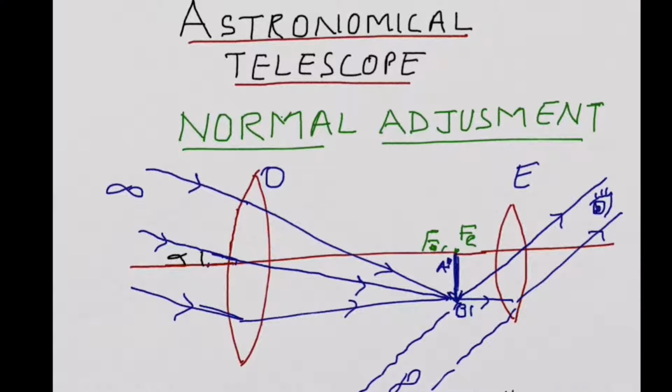It used to come as a 3-mark question to draw the ray diagram of astronomical telescope in normal adjustment and write the magnification for the telescope. So, I will tell you how to make a simple ray diagram without any extra efforts.